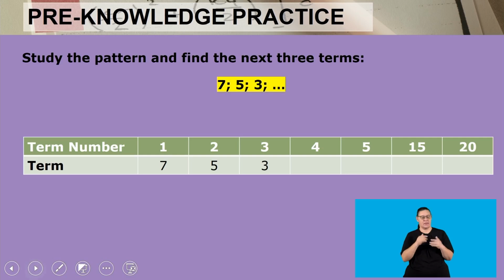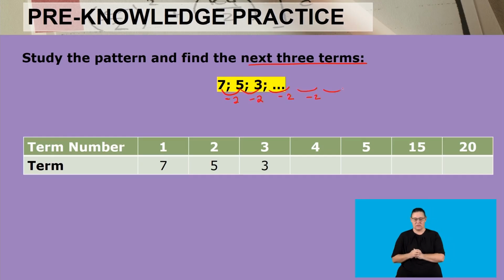So the next question here also gives us another pattern. We have to find the next 3 terms. So we have 7, 5, and 3. So how are we moving from term 1 to term 2 and from term 2 to term 3? Are you seeing that we are subtracting by 2? Yes, we are. So for us to find the next 3 terms, we just need to continue subtracting by 2.